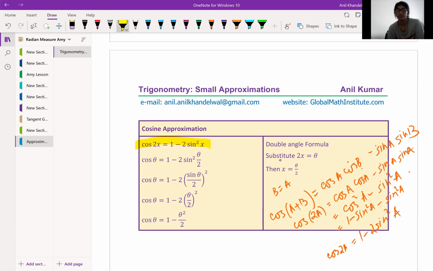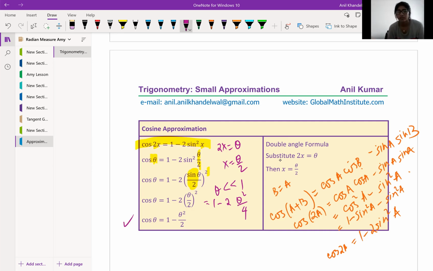Now, if I substitute 2x equal to theta, that means x is equal to theta by 2. If I do the substitution, I get cos theta equals 1 minus 2 sin square of theta by 2. We have just said that sin theta is theta when theta is very, very small compared to 1, and we're talking about radians. In that case, sin theta is theta, so we get 1 minus 2 times theta by 2 whole square, which is theta square by 4. You could write this as 1 minus 2 theta square by 4. Then cancel 2 and 4, and you get 1 minus theta square by 2, which is the formula for cos theta. Is that clear to you?